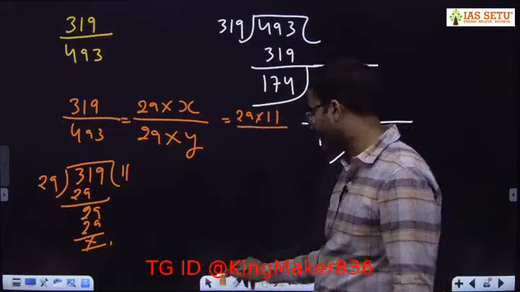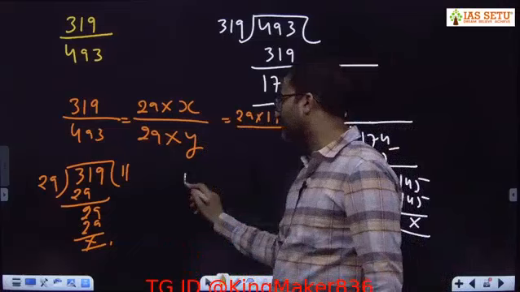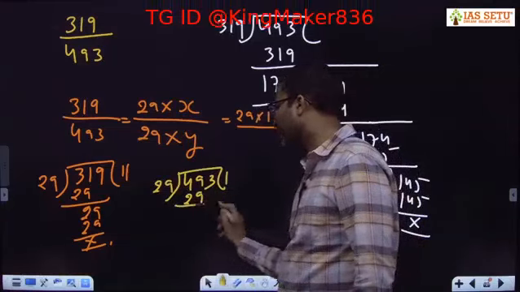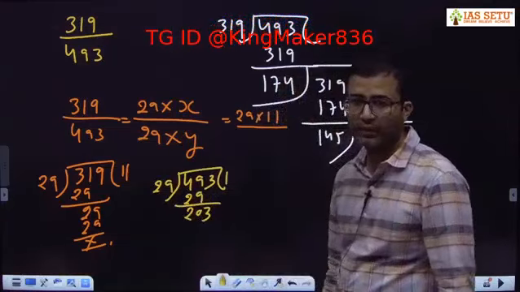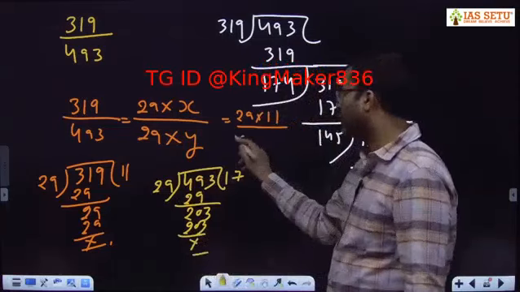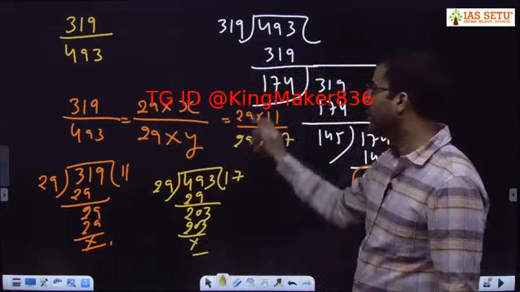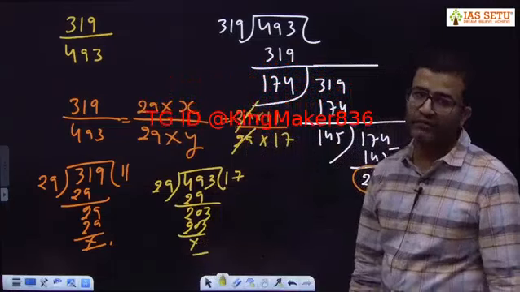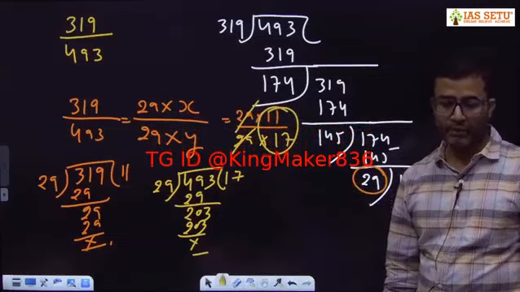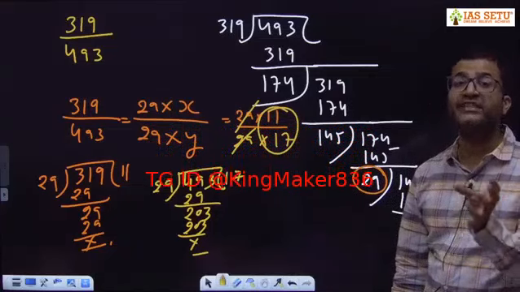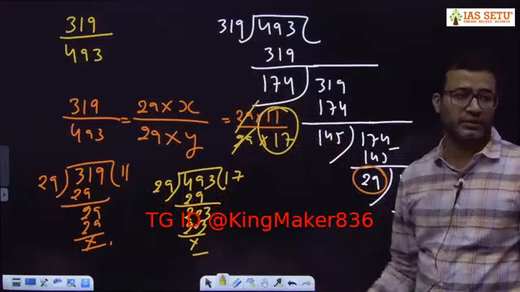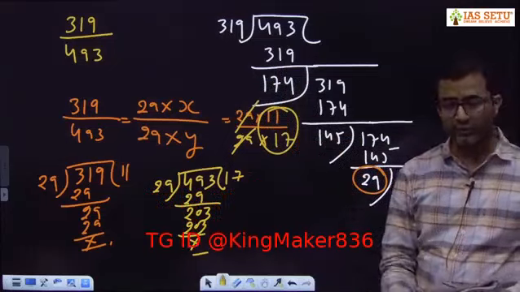We will solve for y. 493 we divide by 29. 29 1 जा 29, 203. So it is 29 7 ja 203. So it is 29 into 17. So 29 is a common factor which is cancelled out. Your answer is 11 by 17. For a difficult fraction where you can't easily find the common factor, you can use this method to simplify. Let me take one more question.